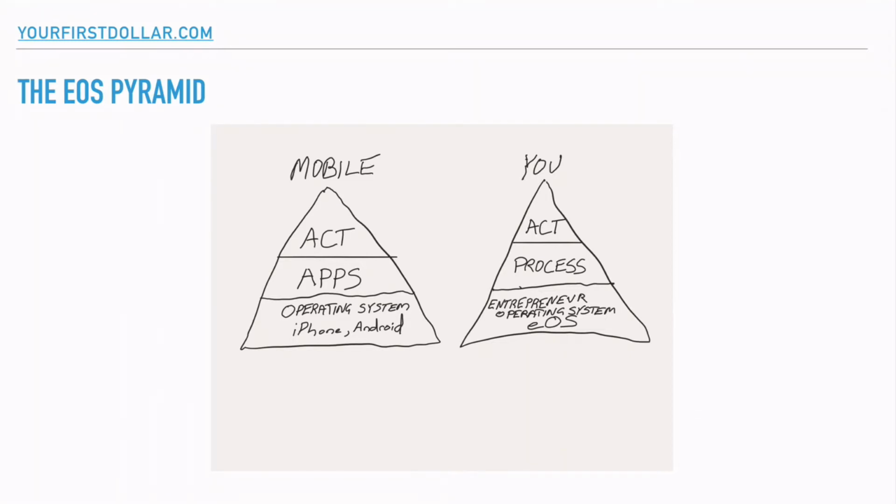You can install apps, and you couldn't even install the apps because the operating system is what allows that to happen. And even when you actually install the apps, and assuming you get the correct app in the correct operating system, then, of course, it still means nothing until you actually use the app. You act on it, or you make a phone call, or you do any number of these things. Well, your entrepreneurial operating system is the same way.